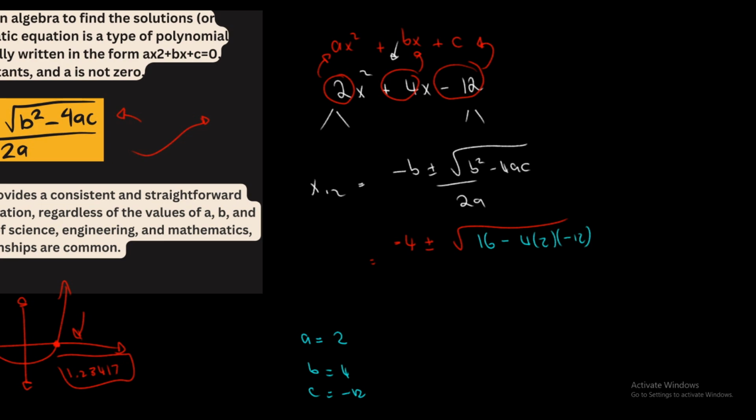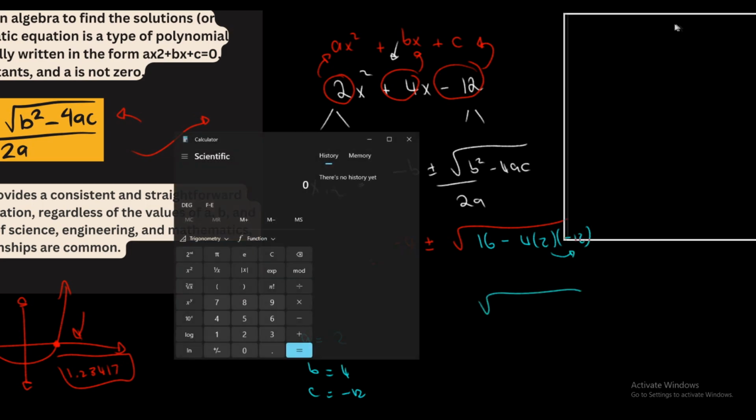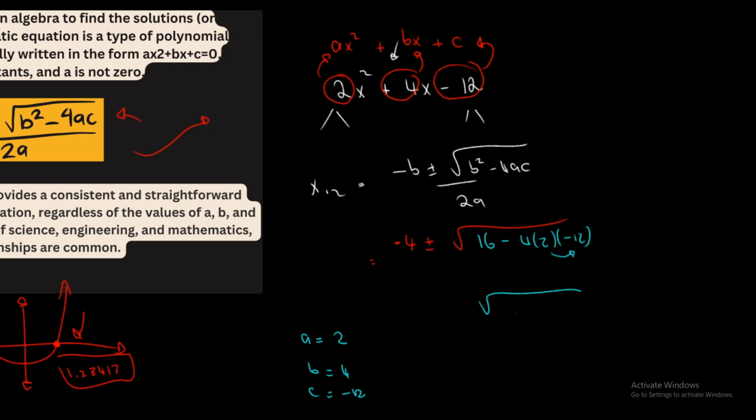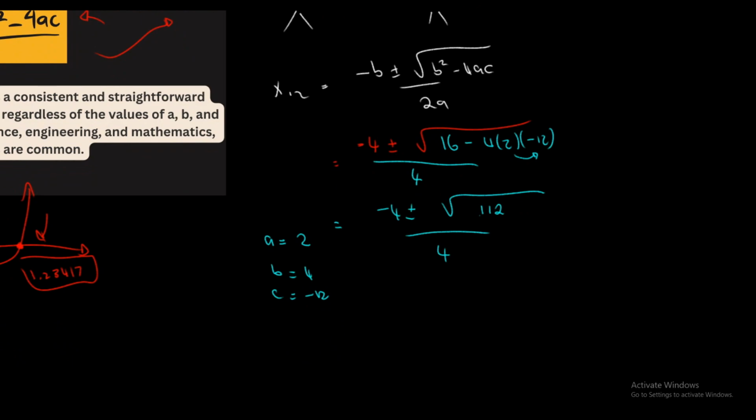That gives me negative 24 if I multiply these two. Negative 24 times 4. Man, what am I saying? 96. So let's add 16. That's 112. So we have the square root of 112 over 2 times 2, which is 4. So then I have negative 4 plus minus the square root of 112 over 4. And now we can evaluate this to find my two x values.